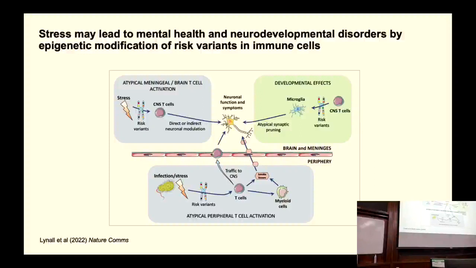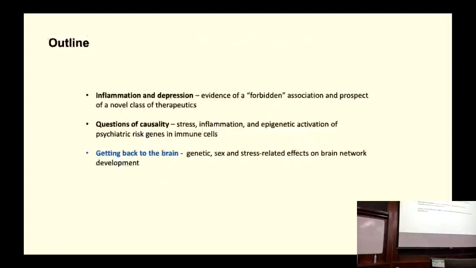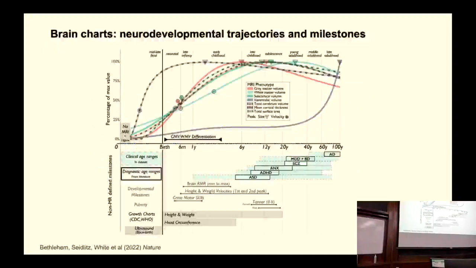And that gets me to the third bit, which is trying to think about what's going on in the brain during those first 2 decades of life. What are the kind of processes that an abnormal or atypical immune state might be impacting on? And this is a paper from Richard Bethlehem and colleagues that was published earlier last year. This is about 120,000 MRI scans over the entire life course from before birth through to about 100 years old.